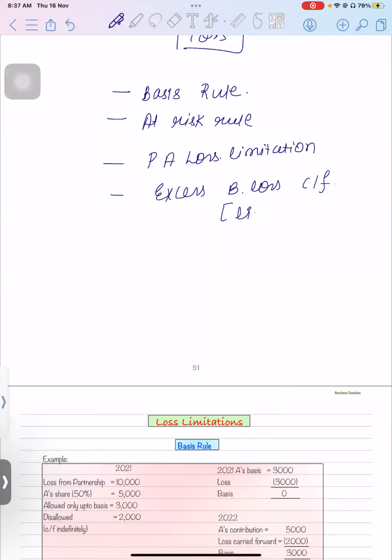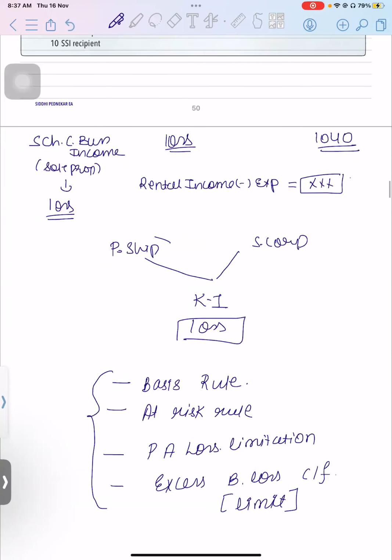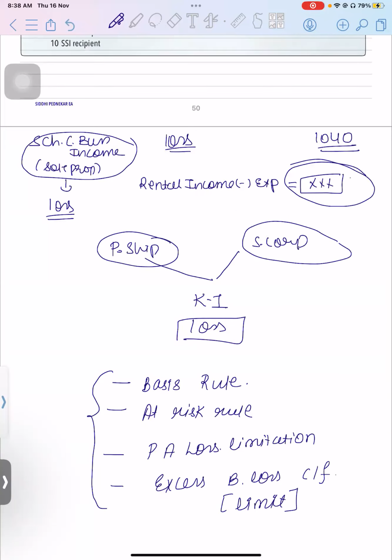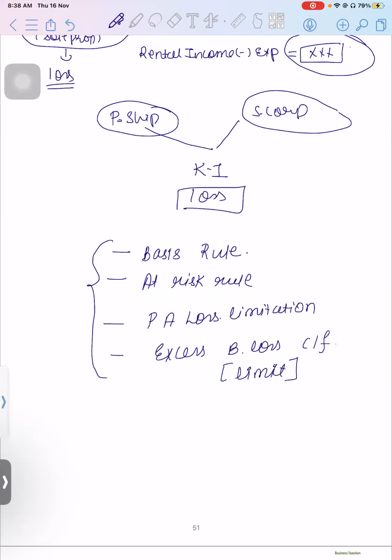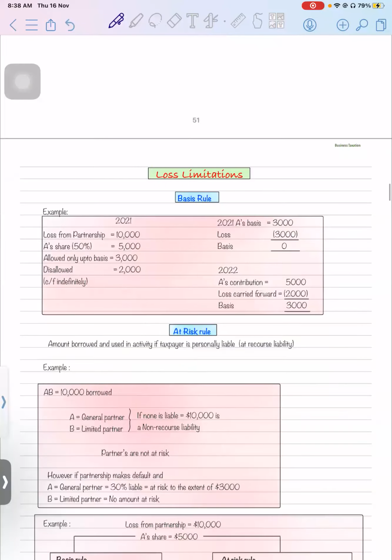Here we will see there is a limit. There will be a limit of this much amount you can carry forward and this much amount you can set off. Okay, so this 4th step you need to remember if you have a loss in your business. It can be partnership firm, it can be S corp, it can be your rental losses, or Schedule C losses. The sequence will remain same. Okay, now let's understand one by one what is basis rule.